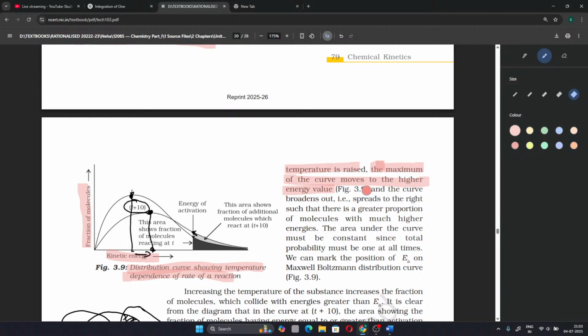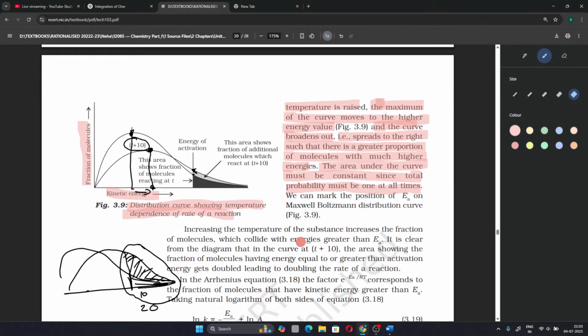The maximum of the curves moves to the higher energy value, and the curve broadens out, that is, spreads to the right, such that there is a greater proportion of molecules with much higher energies. The area under the curve must be constant, since total probability must be 1 at all times.